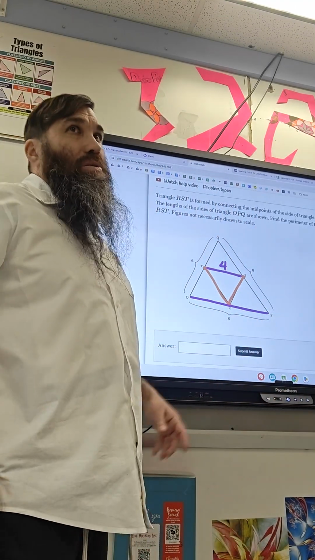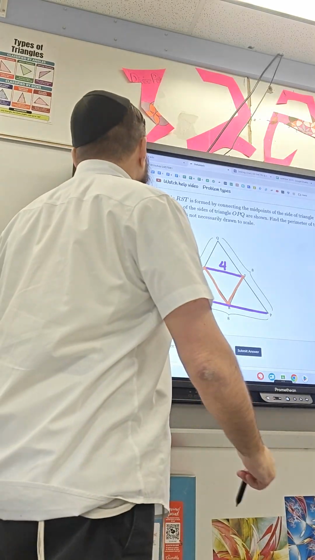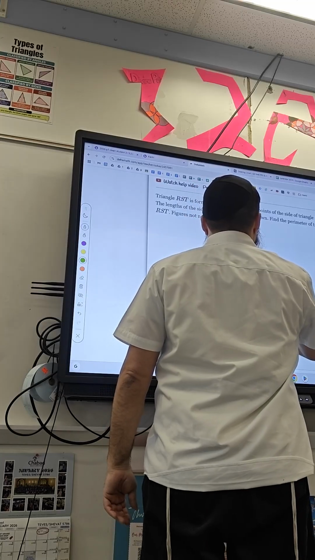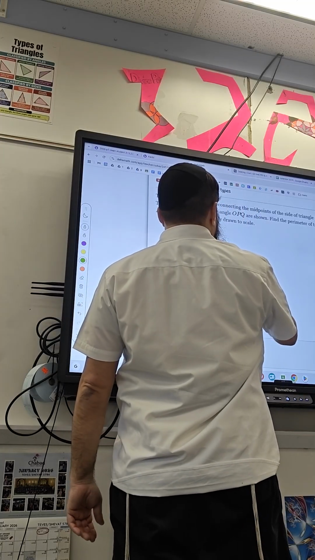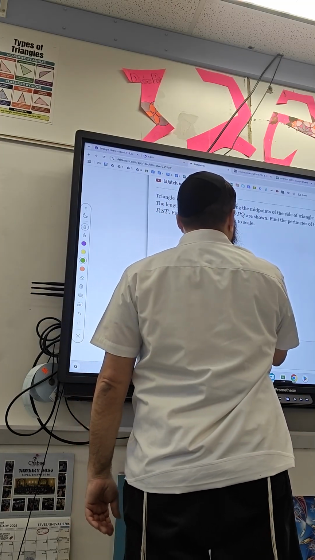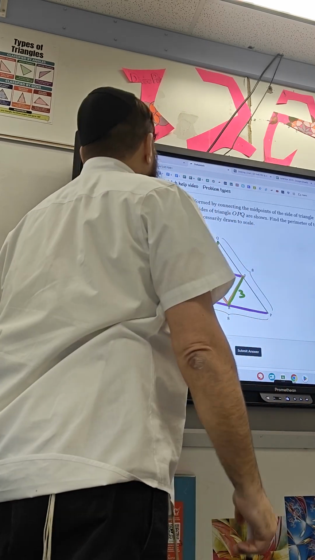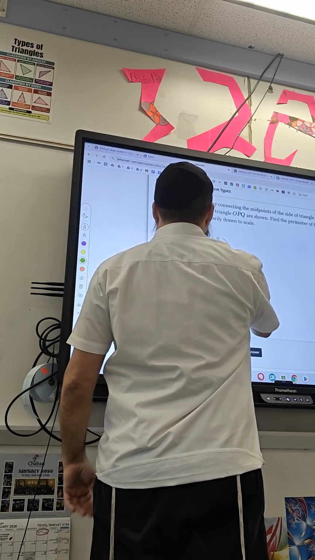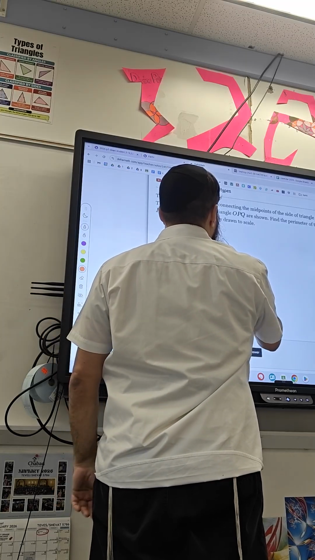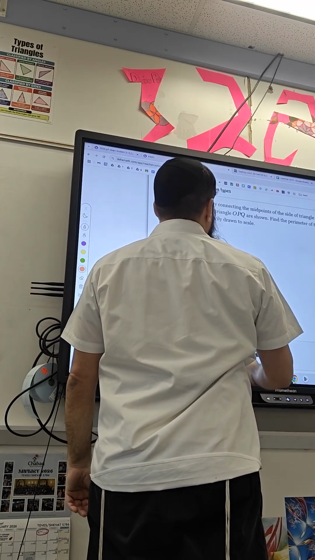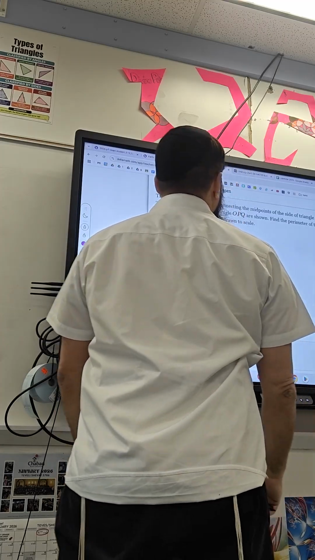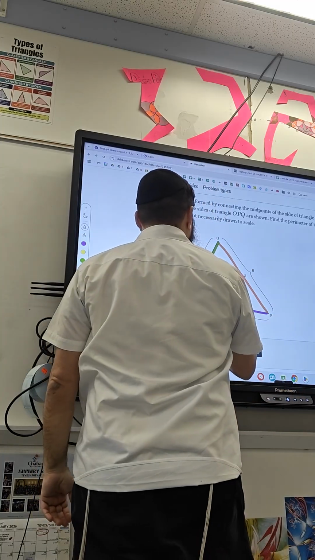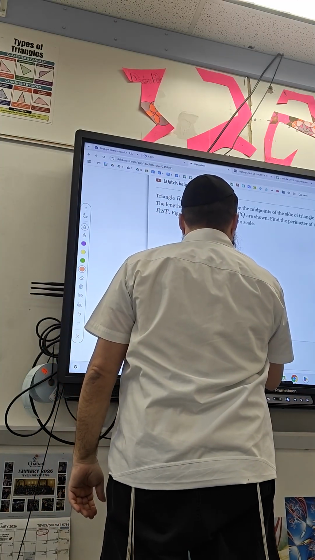This only happens when they're the mid segments. This and this are parallel. So this SR is half of that. So SR is 3. And finally, this orange is half of this orange. So that's also 4. They want the perimeter of RST, so that's 4 plus 4 plus 3, which is 8.